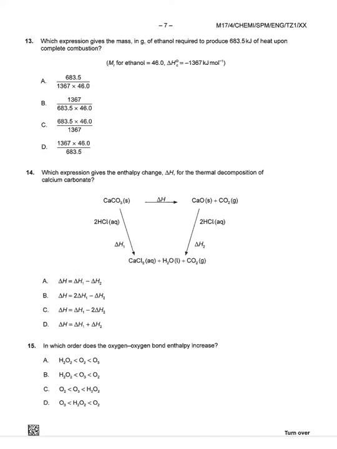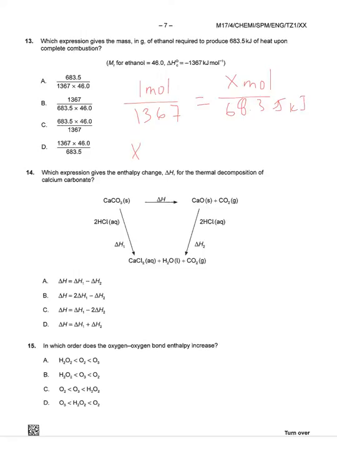Number 13, here's another expression with the math. Which expression gives the mass in grams of ethanol required to produce 683.5 kilojoules of heat upon combustion? So the way I thought about this is that I'm given in the equation that 1 mole should produce 1367 kilojoules of energy, and I'm being asked to find how many moles produces 683.5 kilojoules, and then when I get that value, I'm being asked to change it to grams.